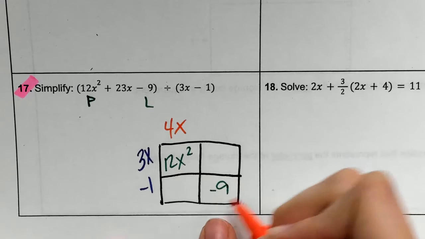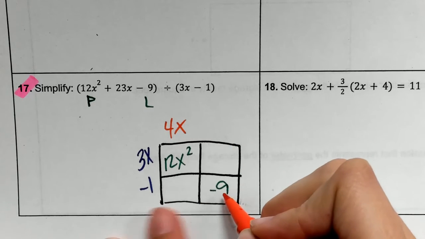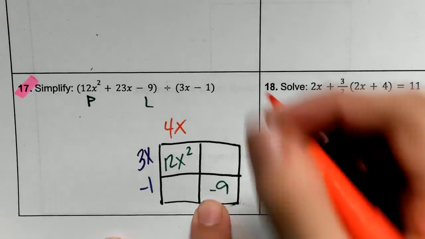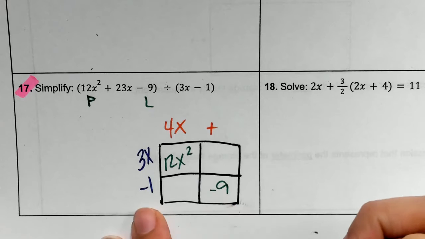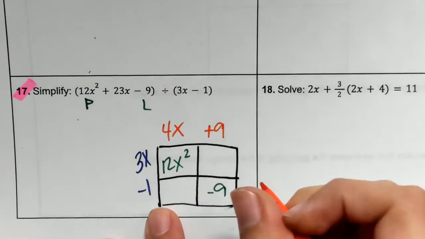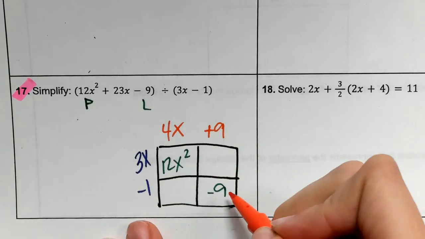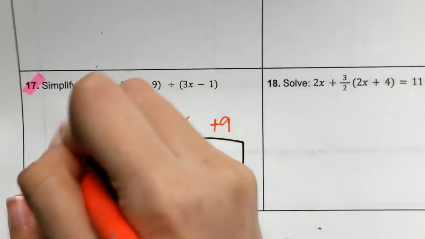Then you look at your last term. Negative 1 times what is negative 9? Well, I already have the sign I want, so we're going to keep it positive, because negative times positive is negative. I don't have the number I want, but I know I can turn it into a 9 by multiplying by 9. Negative 1 times 9 is negative 9. My answer is 4x plus 9.